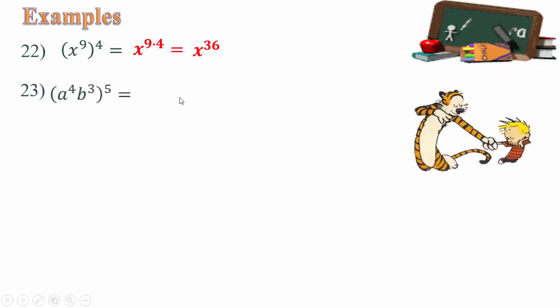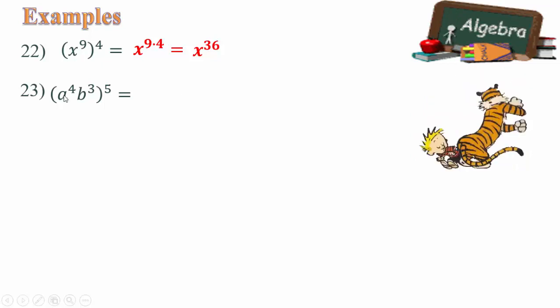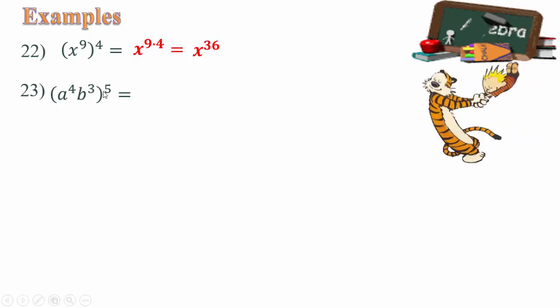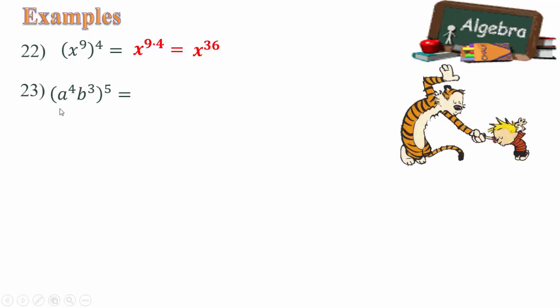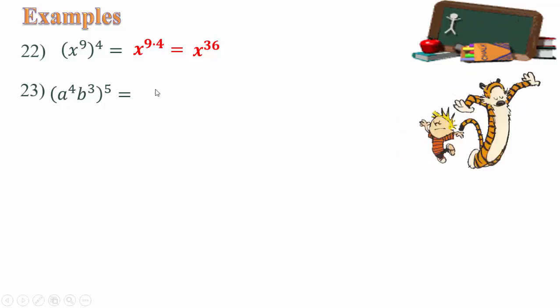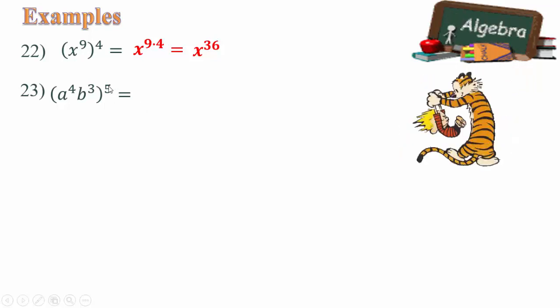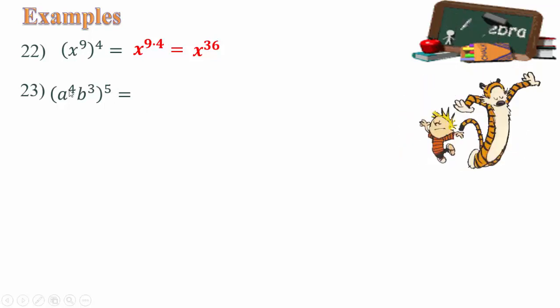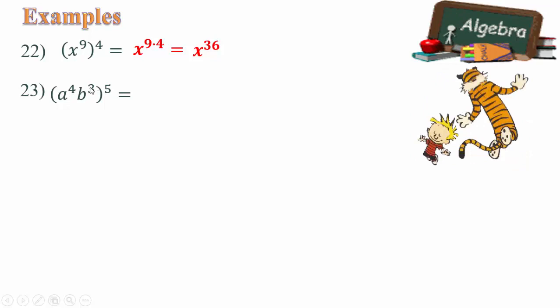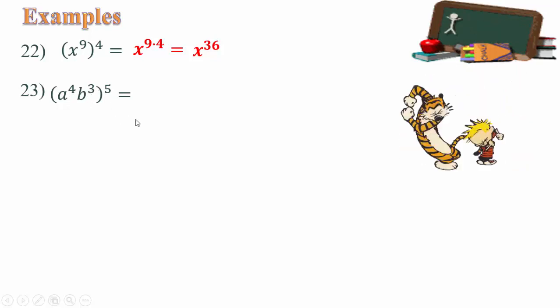In example number 23, we have a to the 4th, b to the 3rd, and this entire thing, and that's what the bracket is telling you, that entire thing is being brought to the 5th power. That means the 5 will be multiplied by the 4 from the a, and the 5 will be multiplied by the 3 from the b.